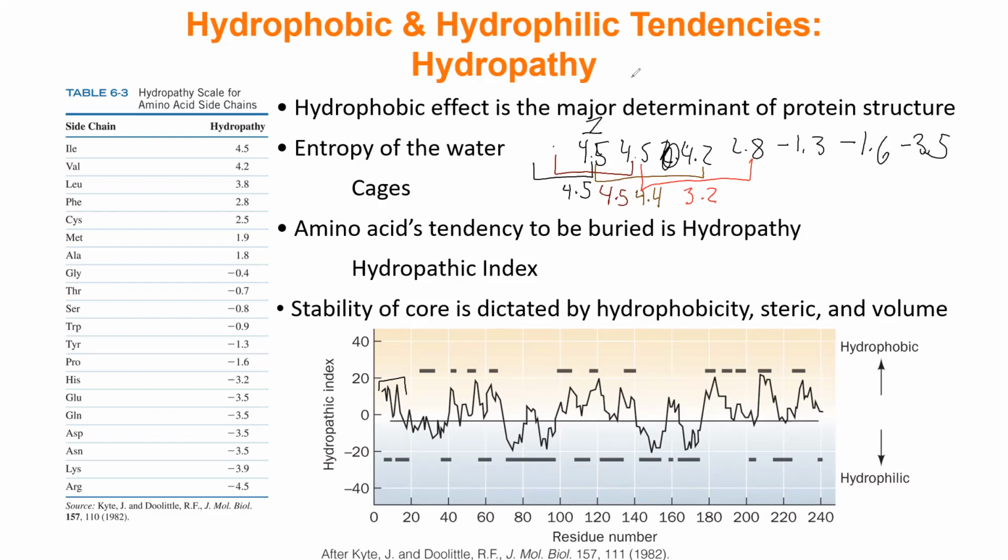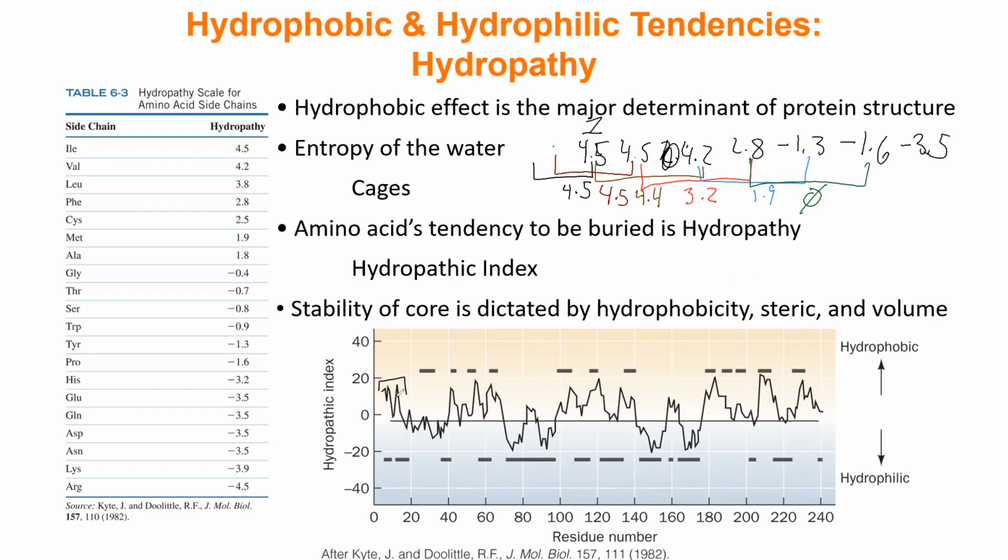And then I do my next running average. 4.2, 2.8, negative 1.3. Maybe like 1.9. And do one more average. 2.8, negative 1.3, negative 1.6. So that would be like 0. And you plot these numbers on this plot, and it'll show you what parts of the protein are hydrophobic, what parts are hydrophilic, and you can start to predict where the protein is going to be buried and where it's going to be on the outside.